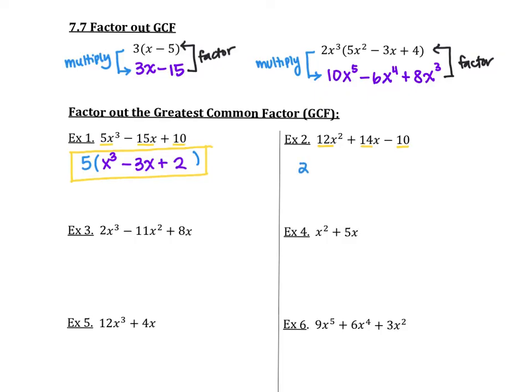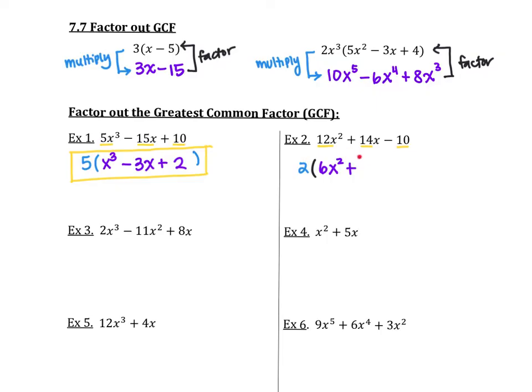So let me take out a 2. Let me check and see if they have any variables in common. This has x squared. This has x. This has nothing. So I'm going to ignore it. I'm not going to worry about the x's. Now I'm going to factor out the 2. And I'm going to think, 2 times what will give me 12x to the second? Well, 2 times 6 gives me 12. 2 times 6x to the second gives me 12x to the second.